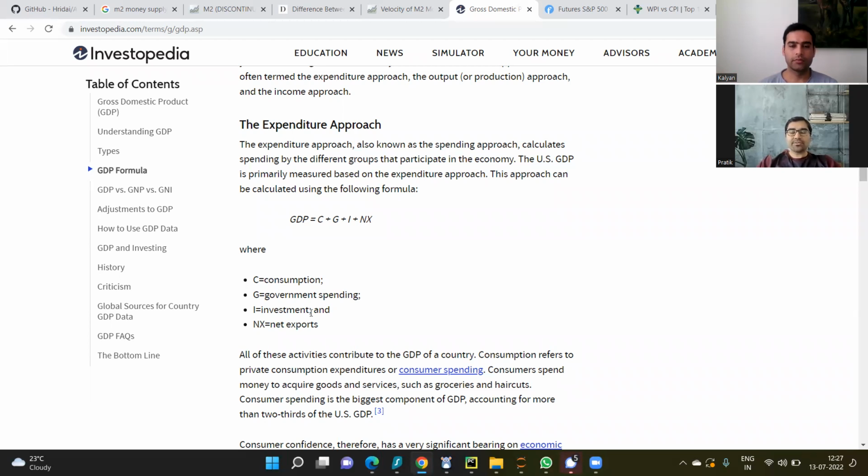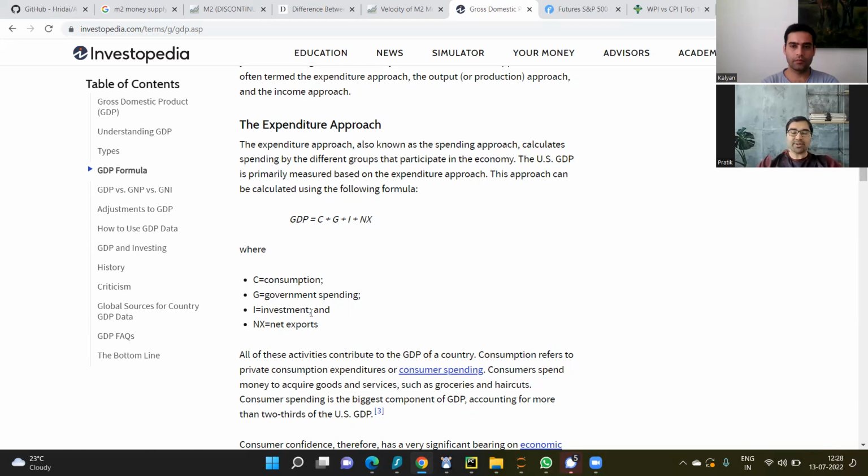So this is how you can think about GDP. If somebody is consuming more, people are spending more and more money, obviously the GDP will go up. If people are spending less money, at that point of time, what happens? Maybe there is a recession. People are spending less money, there is no demand in the market.